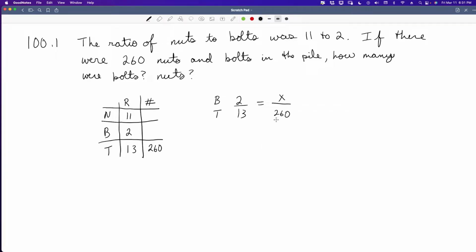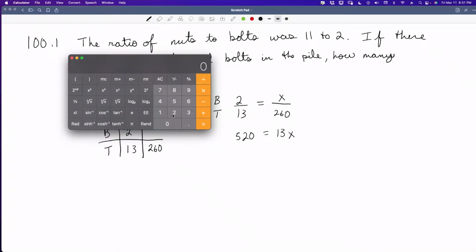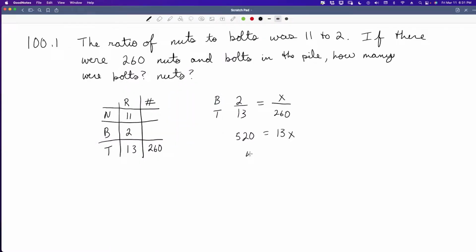So 2 times 260 is 520, and that's going to equal 13x. If we divide both sides by 13, let's pull up our little calculator. That's a big number to do in my head. 520 divided by 13 is equal to 40. So 40 is equal to x. We divided both sides by 13 to get there. Let me put that step in, because I want you to see all the steps involved. So 40 is how many bolts we have.